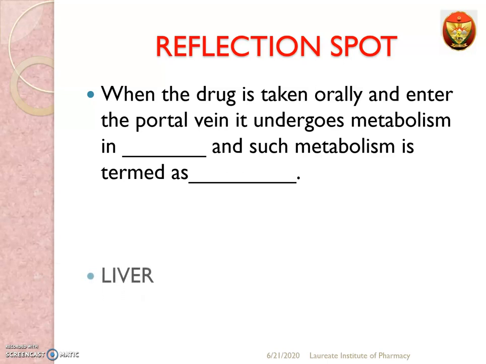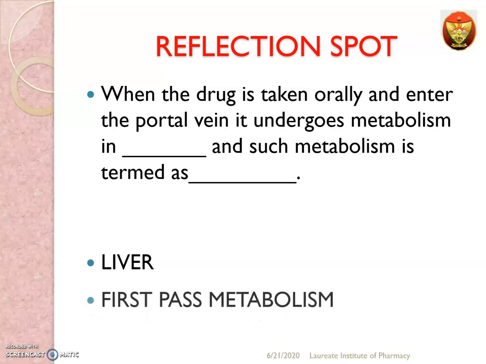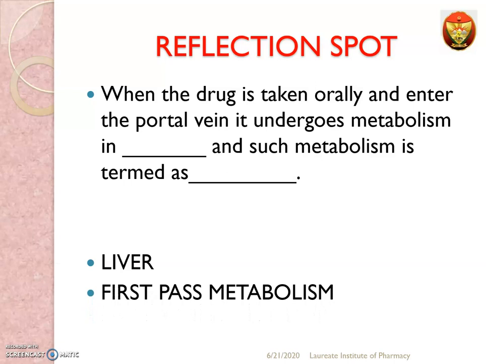Yes, when the drug is taken orally and it enters the portal vein, it undergoes metabolism in the liver. Why? Because the liver contains the maximum amount of metabolizing enzymes, and thereby the liver is an organ which will cause the metabolism of the drug for the first time, and such metabolism is termed as first pass metabolism. Though from the small intestine, when the drug enters, it undergoes gut metabolism, the amount of metabolism is very negligible, and here a very small amount of the drug will get metabolized, and therefore it will go to the liver through the portal vein and it will get metabolized.